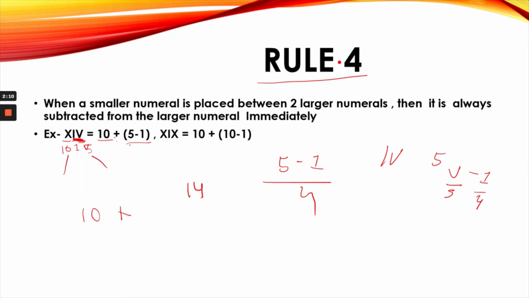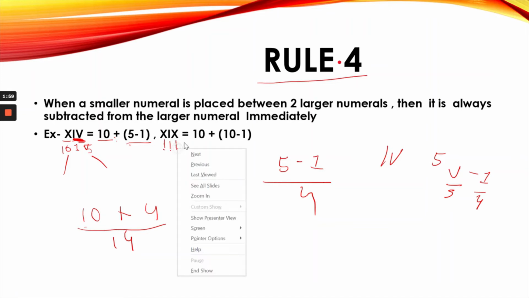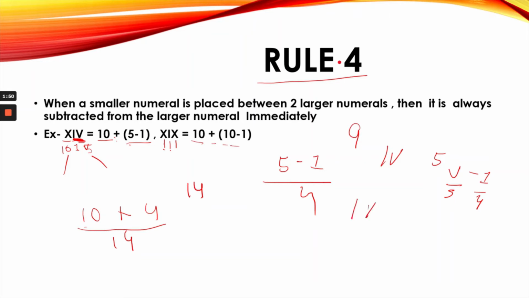So this is 10 plus 4 equals to what? 14, yes. The second example is also like this: X is 10, I is 1 and X is 10. So 10 plus 10 minus 1. 10 minus 1 is 9, which can be written as I and X. So 10 plus 9 is 19. Okay, so you can see this.